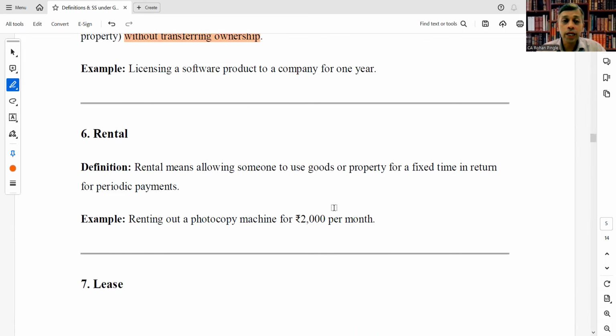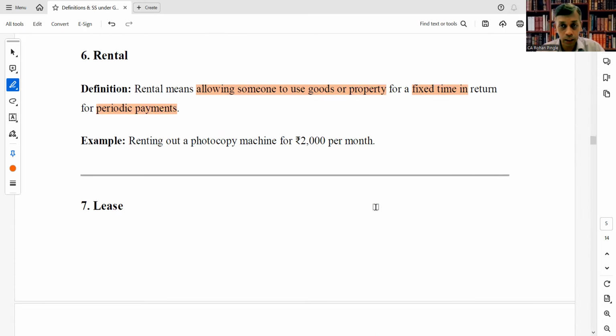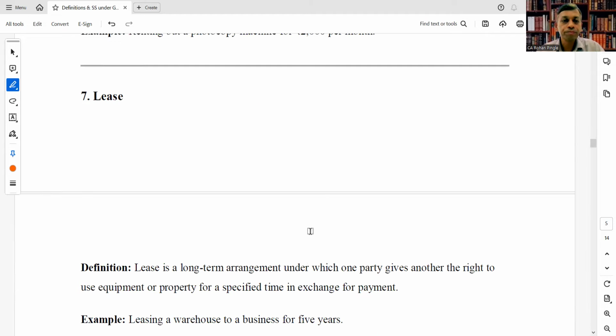Then next, rental. Rental means allowing someone to use goods or property for a fixed time in return for periodic payments. Like renting out a photocopy machine for rupees 2,000 per month is called rental. Most everyone knows this terminology.